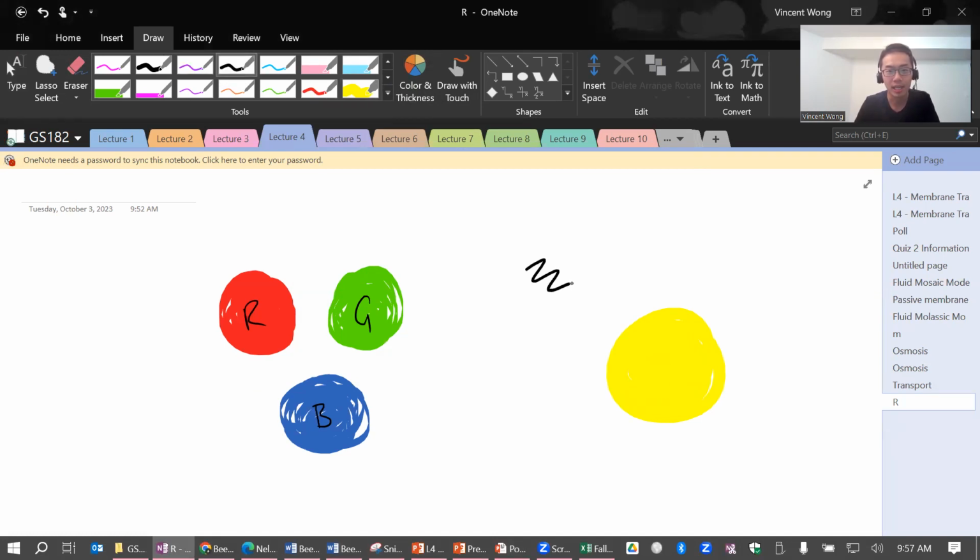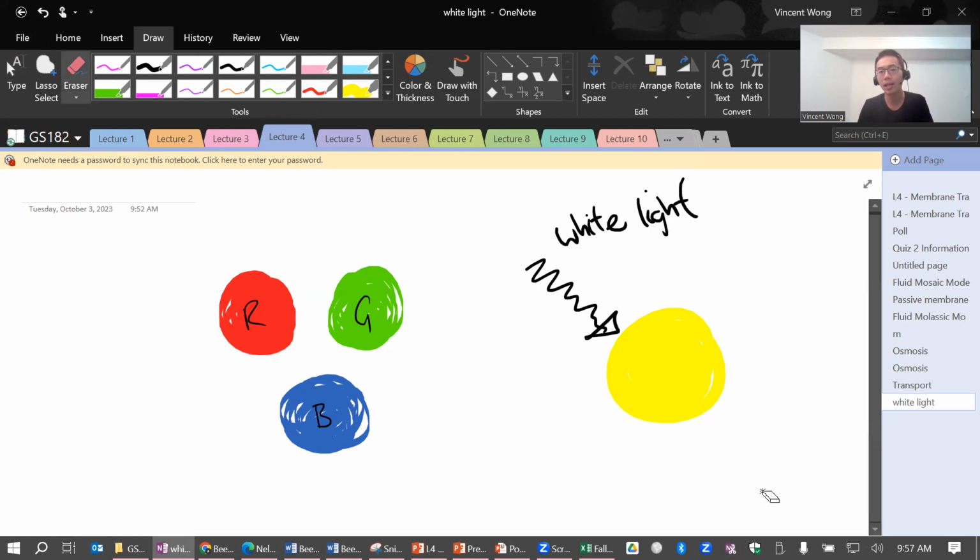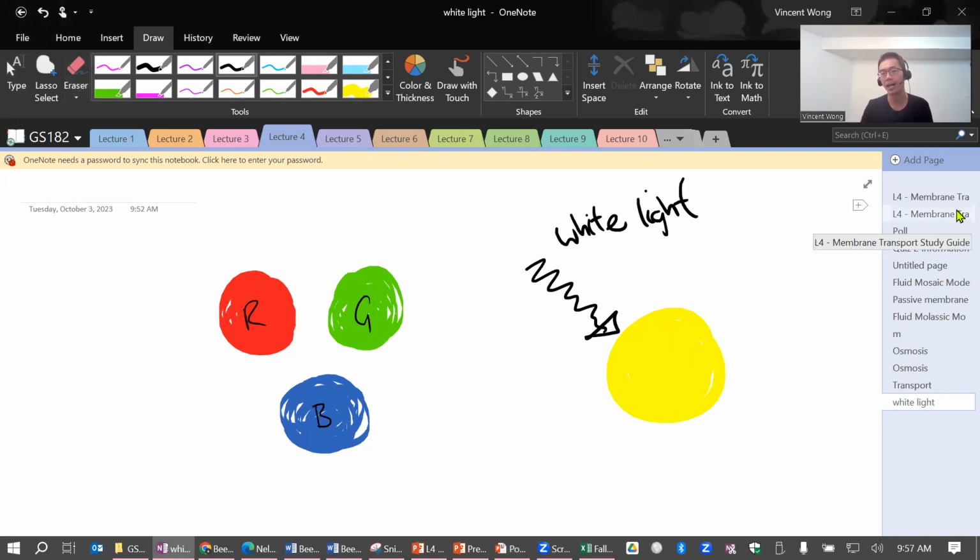Okay, so we can shine white light at it. White light. What color is absorbed by the yellow circle here? Which of these three colors are absorbed by the yellow circle?